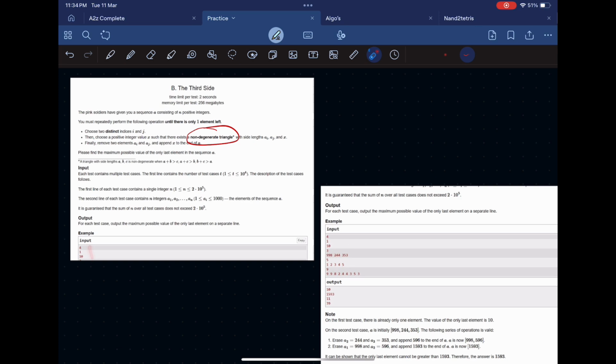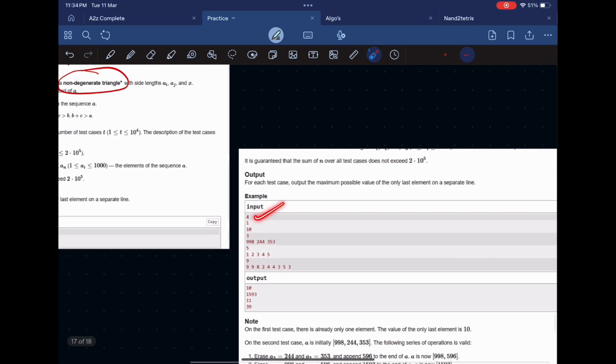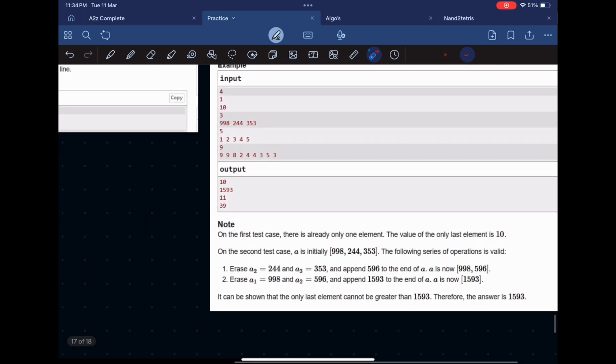So we have input 4, then 1 and 10. We have taken four test cases. For the first test case, n is 1, so we have input 10. For the second, n is 3, and we have these 3 values. Again for the third, n is 5 and we have this input. Let's see how we can solve this. Let's see one solution. On the first test case there is already only one element.